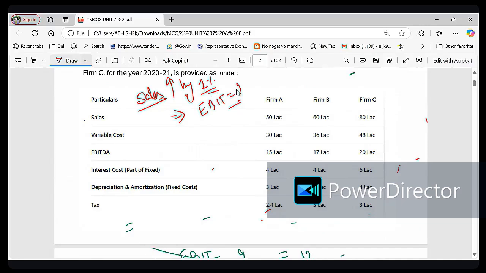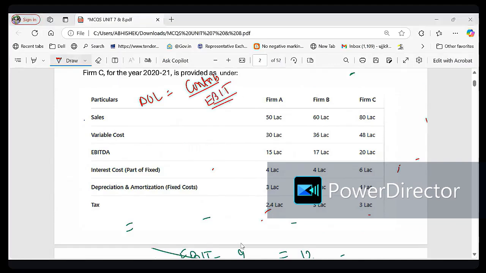So what is the formula for DOL? You don't need to remember the derivation part. You just need to remember the formula. That's it. The formula for DOL is contribution upon EBIT. Remember this formula: contribution upon EBIT. So you need to remember the formula of DOL, that is contribution in the numerator and EBIT in the denominator. Now the question is asking you to calculate the DOL of firm A.